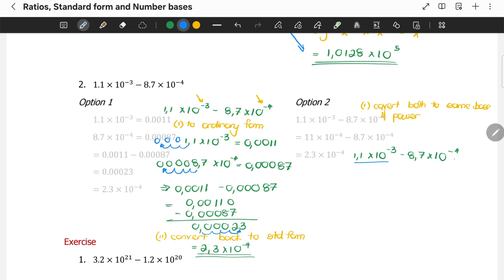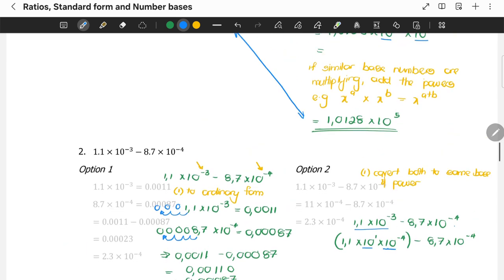So converting to minus 4, that means that we're going to add a 10, right? So that's going to be 1.1 times 10 times 10 to the power minus 4 minus 8.7 times 10 to the power minus 4. Because when you look at it, that's going to be 10 to the power 1. So like I said, 10 and 10 have the same base, and like I initially mentioned, if similar base numbers are multiplying, we add the powers.